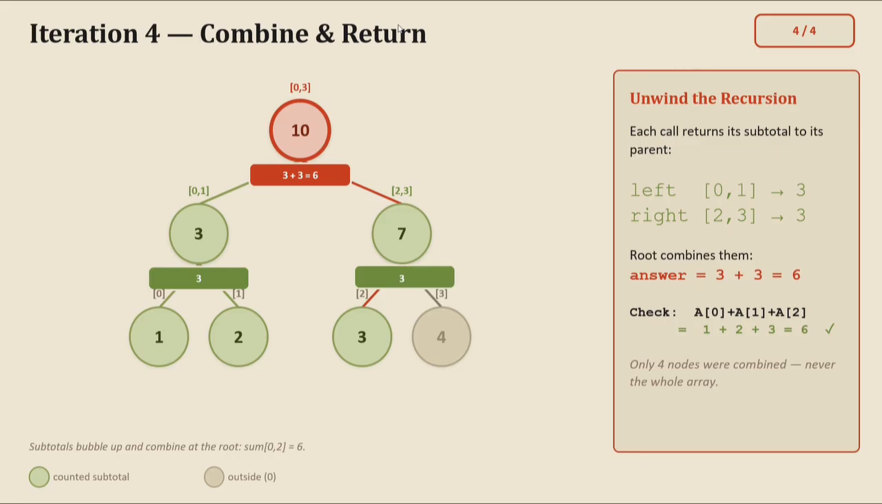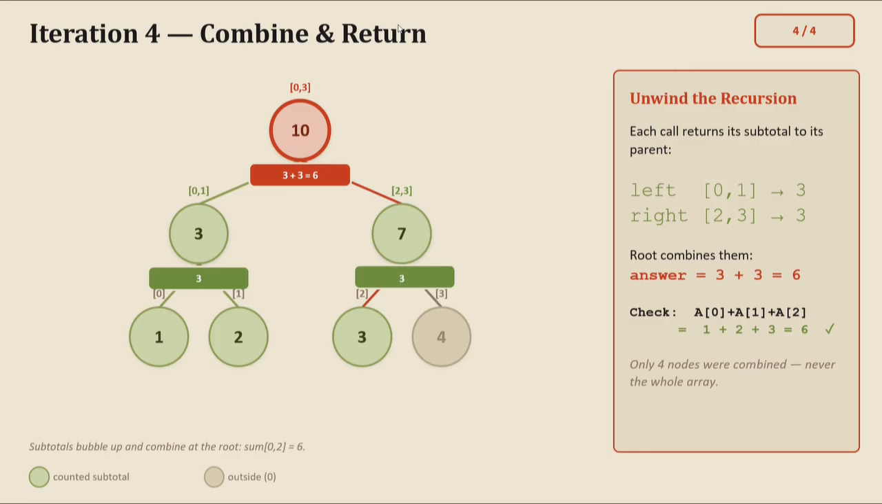Now the recursion unwinds. Each call passes its result back up to its parent. The left child index 0 to 1 returns 3, the right child index 2 to 3 returns 3. The root combines them, 3 plus 3 is equal to 6. And we can verify: 0th index of array A plus first index of array A plus second index of array A is equal to 1 plus 2 plus 3 is equal to 6. Correct. Notice how many nodes we actually visited.